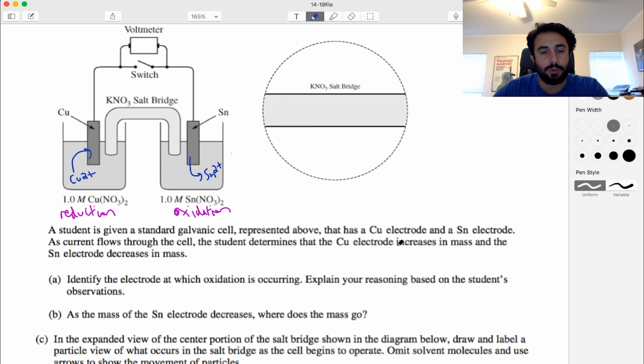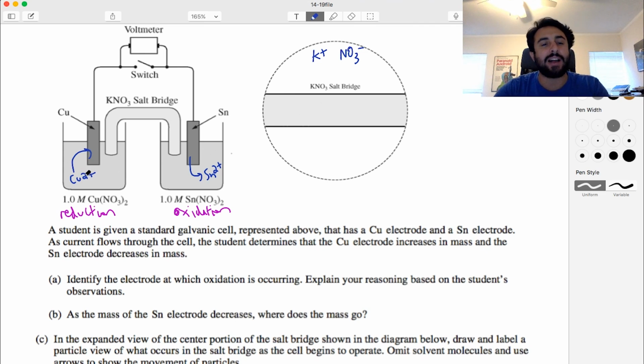Draw and label a particle view of what occurs in the salt bridge as the cell begins to operate. So we just want to show it's a potassium nitrate salt bridge. So we have potassium ions and we have nitrate ions, and they're in that salt bridge. And remember, those are going to move in such a way so as to maintain a charge balance, right? Because we have positive ions that are joining solution here and positive ions that are leaving solution here. And so that's going to cause a charge imbalance, right? So how does this work?